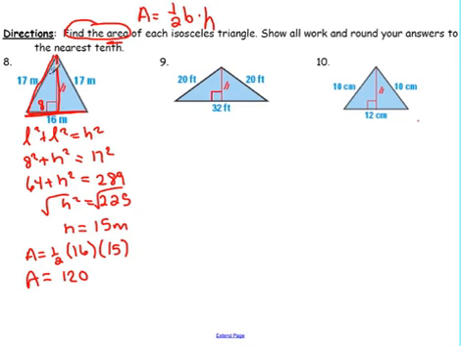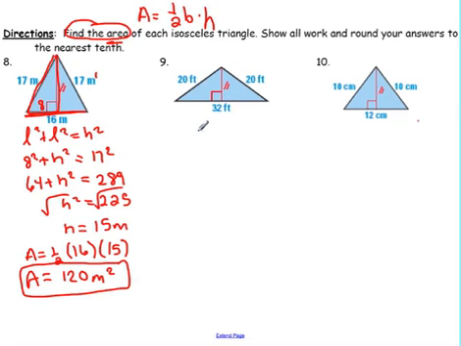When it comes to units, I need to remember that lengths of things are going to be one-dimensional. So that'd be like m to the first power, meters to the first power. But area is always two-dimensional. So that's why I square the meters. So that's 120 square meters is my final answer.